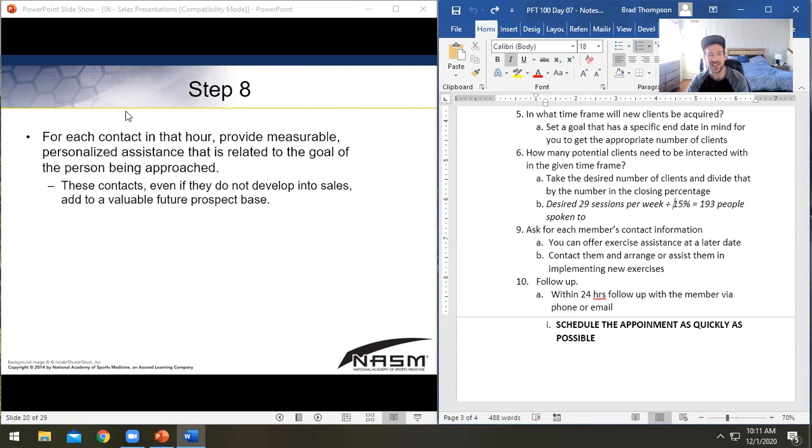So for each contact in that hour, make sure that you are providing that assistance, right? Even if they don't necessarily develop into sales, you are that person at the gym who is so valuable and is offering advice to everyone. You start to build a reputation. Even if you don't close every single sale, people are seeing you as this optimistic, positive person who's there to help everyone. It's the type of reputation you want to have.